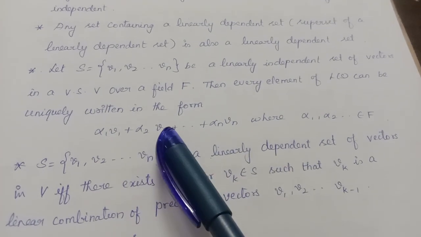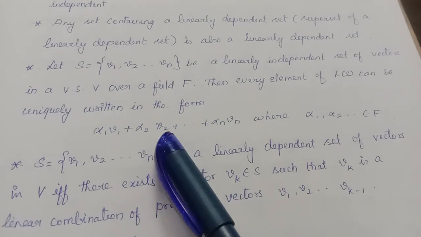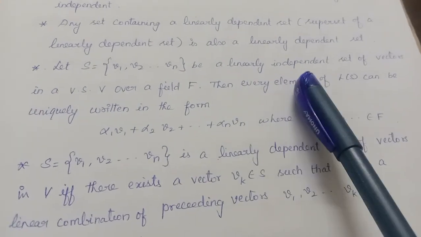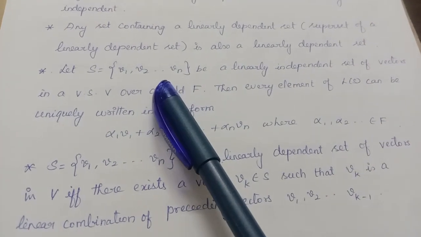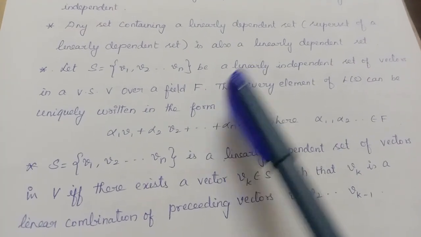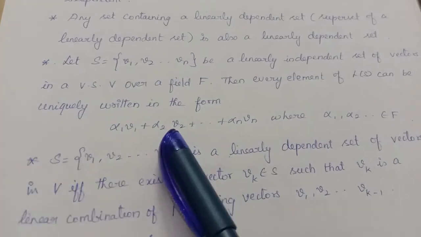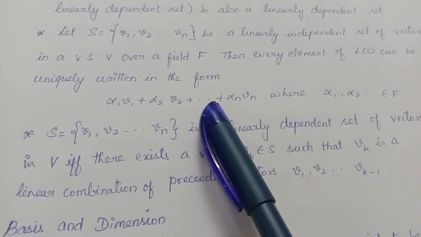When will they become unique? When will they have a unique representation of linear combination? For that, we need the condition that the vectors should be linearly independent. That is, when you take a set of linearly independent vectors, then whatever linear combination you write with this set of vectors, the representation will be unique.